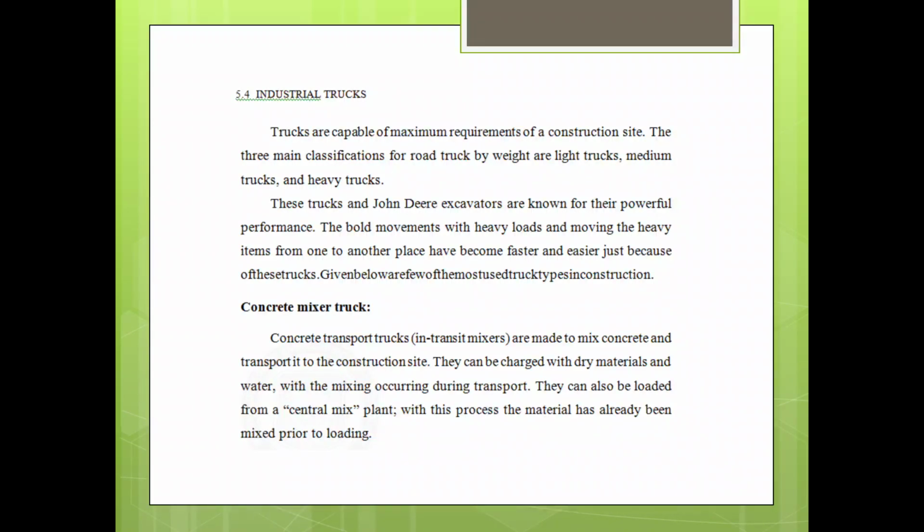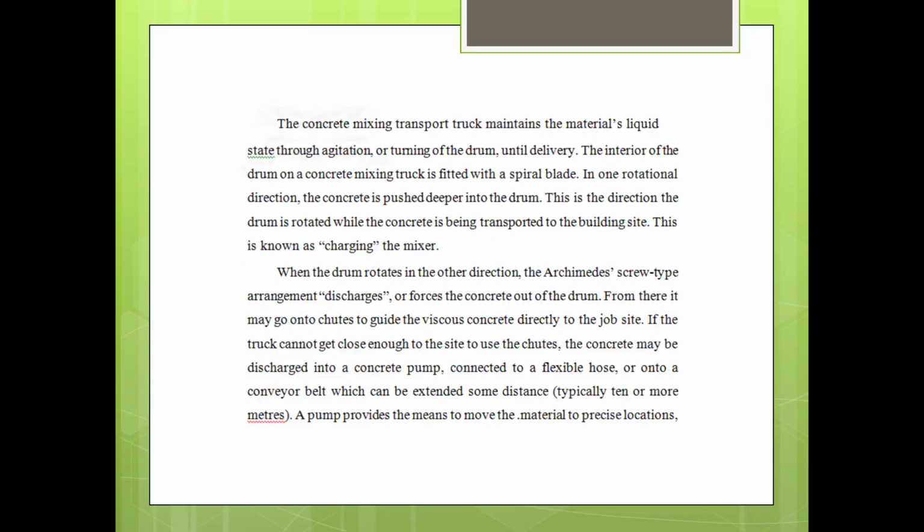Concrete mixer truck. Concrete transport trucks are made to mix concrete and transport it to the construction site. They can be charged with dry materials and water, with the mixing occurring during transport. They can also be loaded from a central mix plant. With this process, the material has already been mixed prior to loading. The concrete mixing transport truck maintains the material's liquid state through agitation, or turning the drum, until delivery.